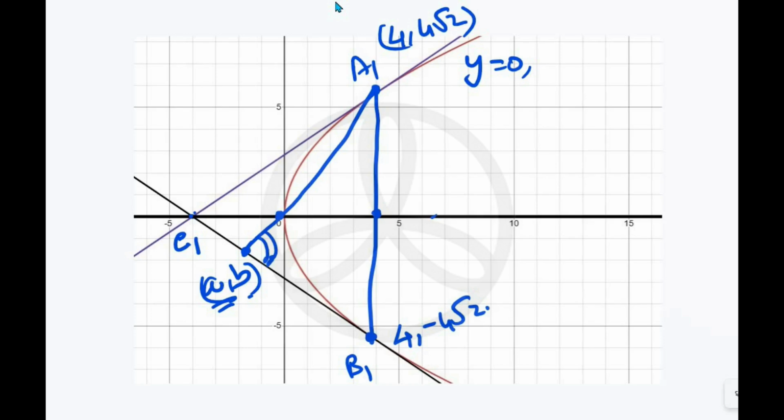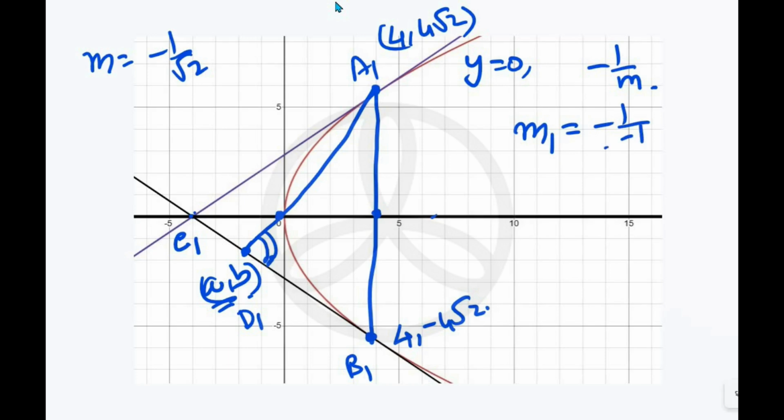Okay, so in this case, the line which is perpendicular to B1C1 will have a slope of minus 1/m. Here we already found out that the slope is minus 1/√2. So the slope of this line, for the time being I am assuming, m1 is equal to minus of minus √2. Okay, so we have a line y = √2x + c.